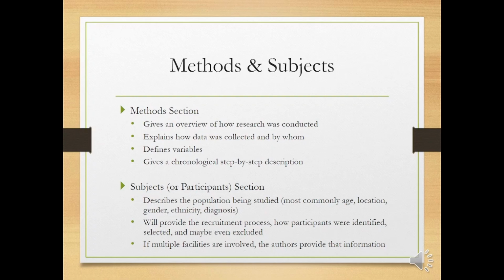Next, you have the methods section. This is where you provide an overview of how the research process is taking place. You'll explain more process information on how data is being collected and who is responsible for it. Then you will discuss your variables.